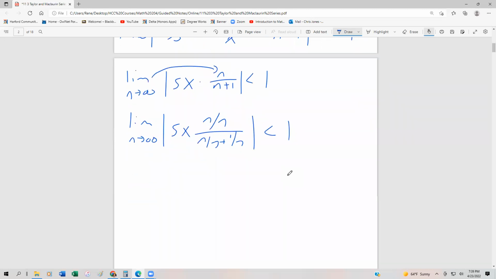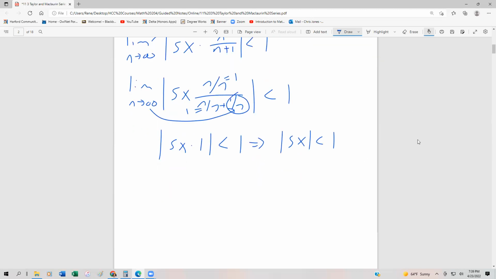And then finally, we can just apply the limit to this one. Remember, n over n is just going to be 1. And so we end up with 5x times 1 is less than 1, which implies that the absolute value of 5x is less than 1. Now, if we wanted the radius of convergence, we would just divide by 5, and we would get that the absolute value of x is less than 1/5. This would be the radius of convergence. I'm just reminding everybody of how to get the radius of convergence.